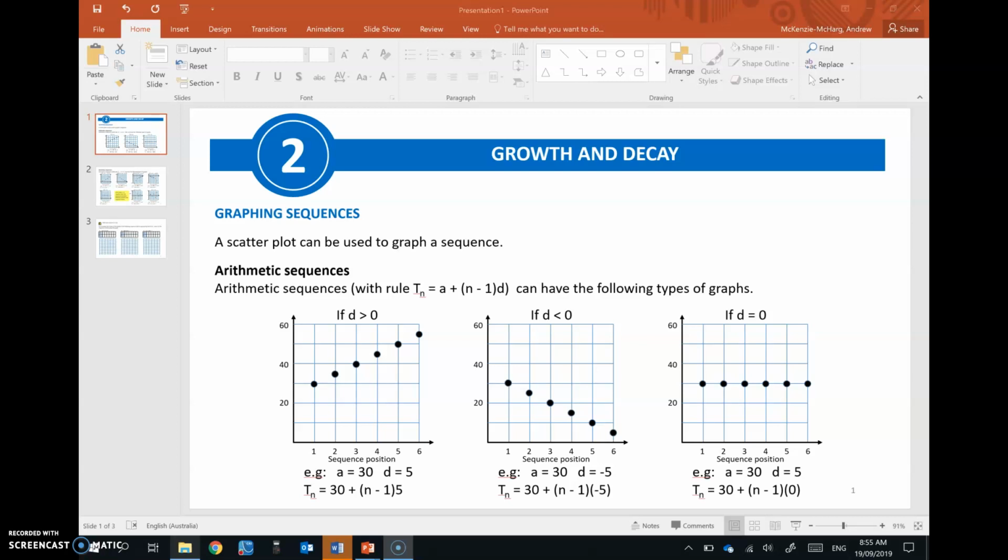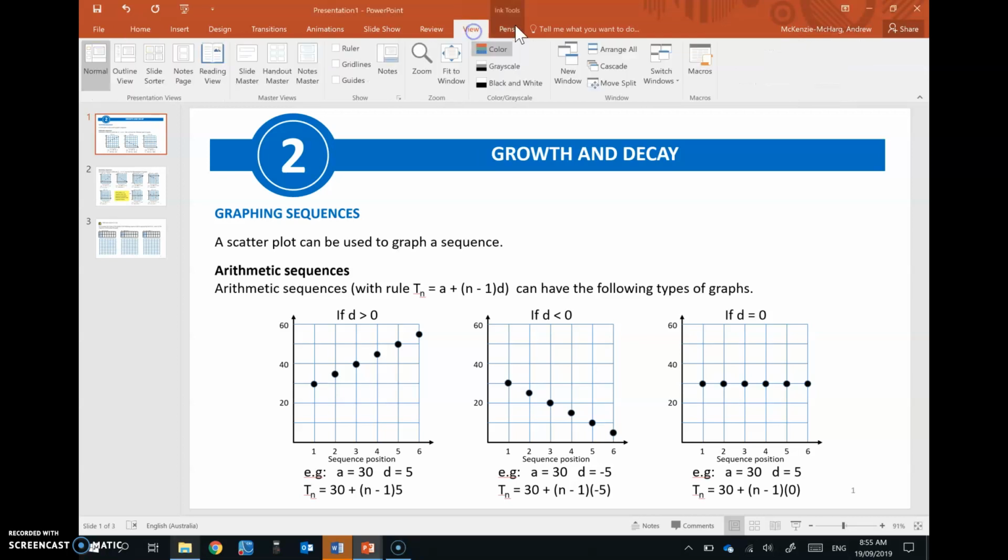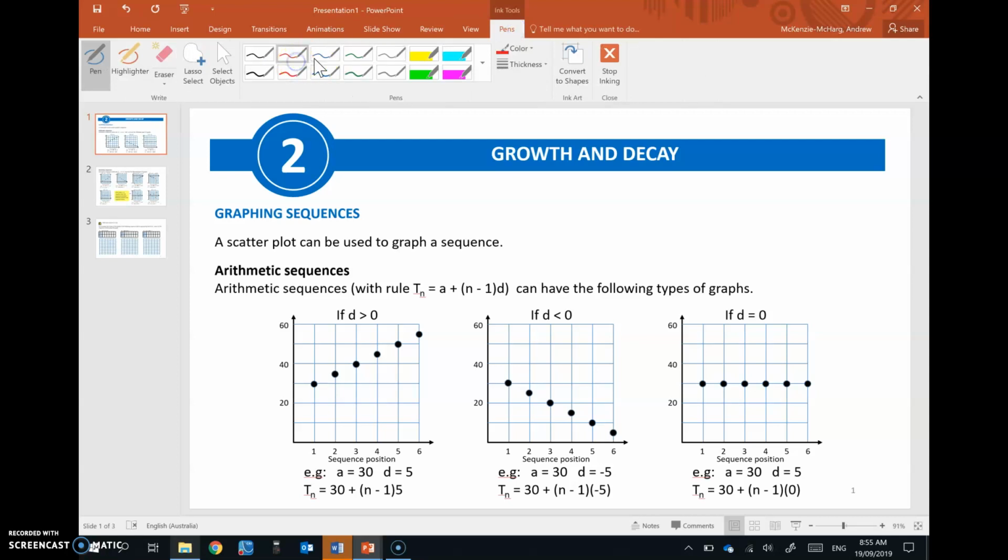Hello General Math students. So we're going to look at growth and decay, in particular graphing sequences in this video. You can see some arithmetic sequences here. They form straight lines when they're graphed.